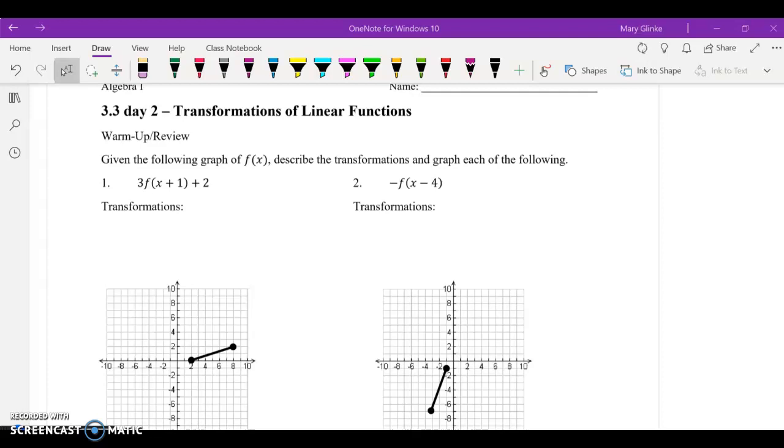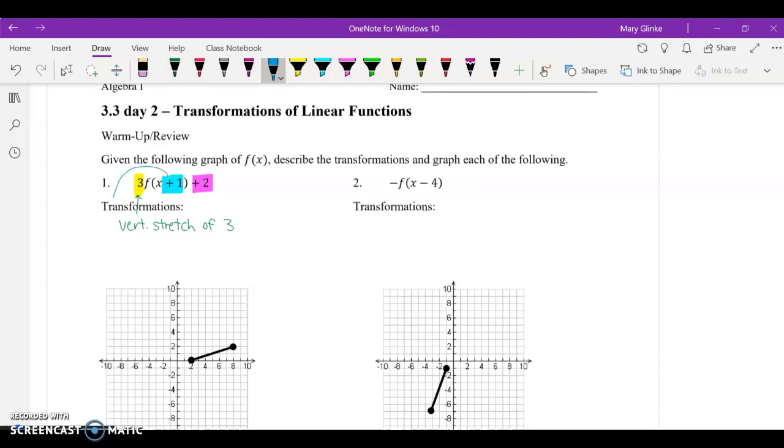Hello. Today we're going to be reviewing transformations of linear functions. So yesterday we explored what this number out in front does, what the number inside with the x does, and what the number at the end does. So the number out in front, this is your vertical stretch. So we're going to say this is a vertical stretch of 3, meaning my graph should get 3 times as tall as it is right now.